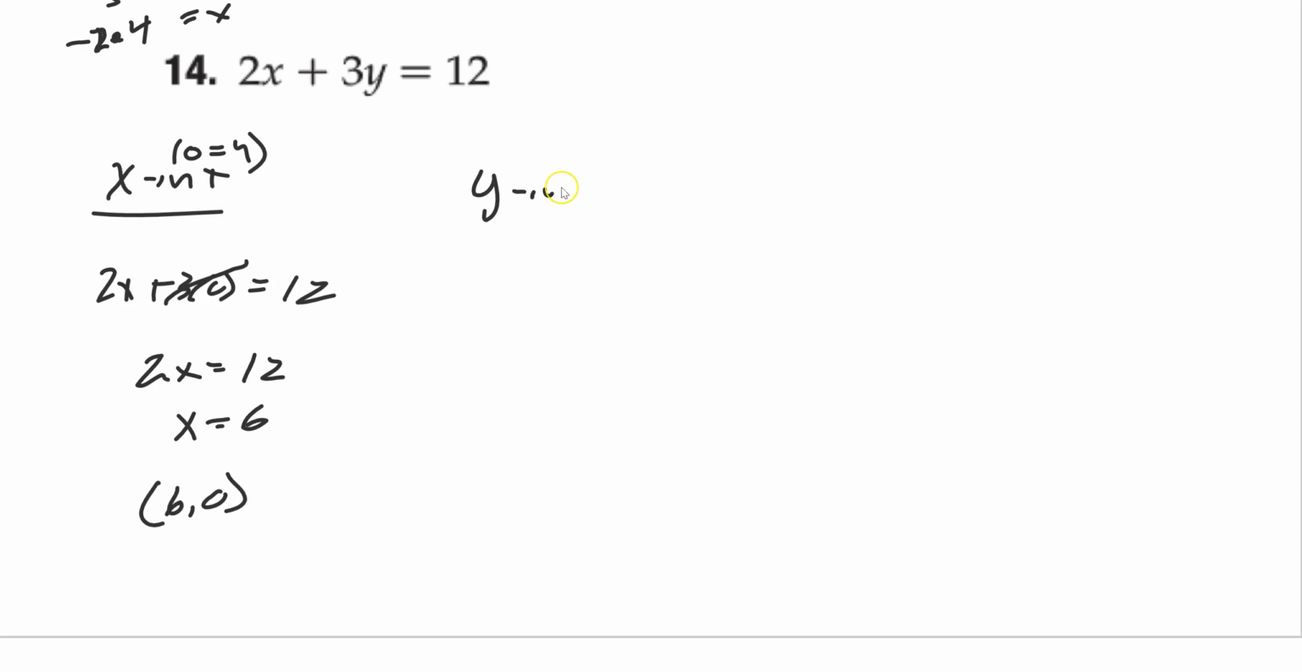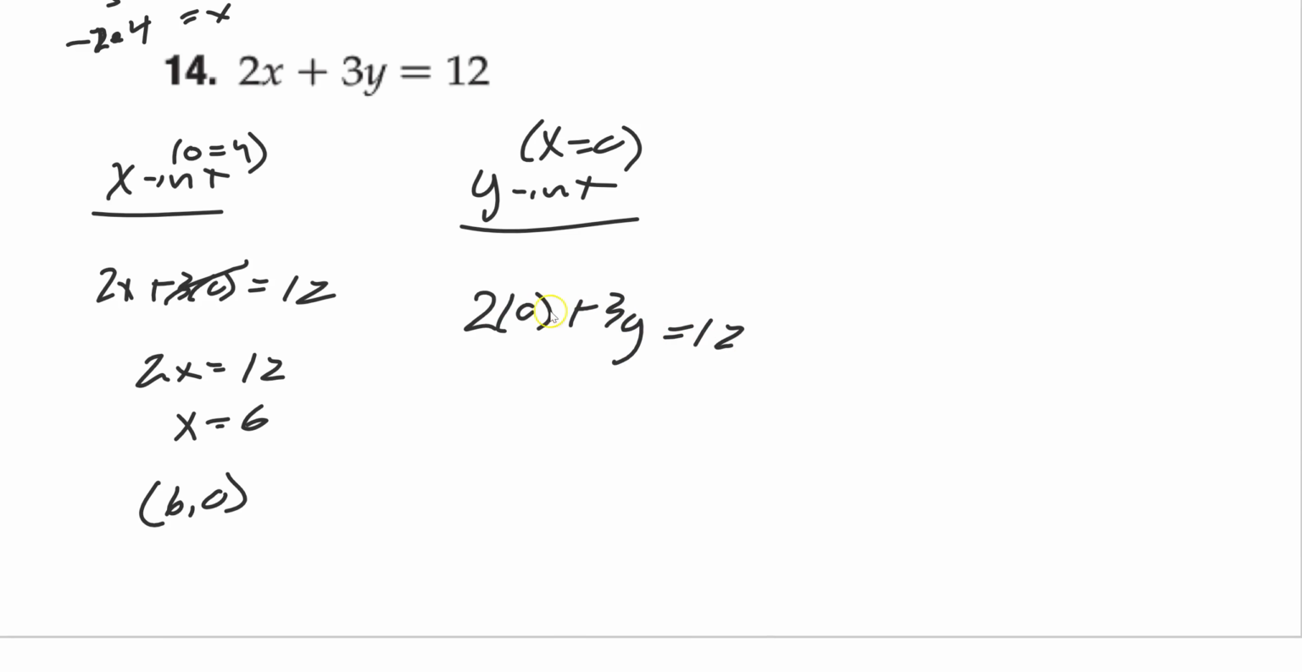I want the y-intercept. We're just going to plug in x equals 0. So 2 times 0 plus 3y equals 12. That just goes away. 3y equals 12. Divide by 3. y equals 4. So again, my point would be 0, 4. I plugged in 0 and I got 4 for my y.